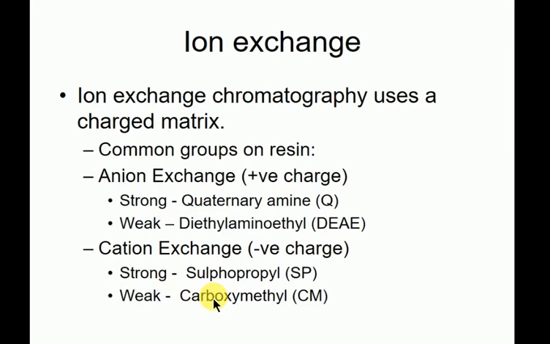DEAE has a less strong positive charge, so it has a weaker affinity to your protein than Q does. So you can use these two resins differentially. Likewise, if you've got the opposite charge and your protein is positive, it's going to stick to a negative resin. A strong negative resin is SP, this sulfur propyl group, and a weak negative resin is this carboxymethyl group. So you work out what the expected charge on your protein is, then you pick one of these four, usually.